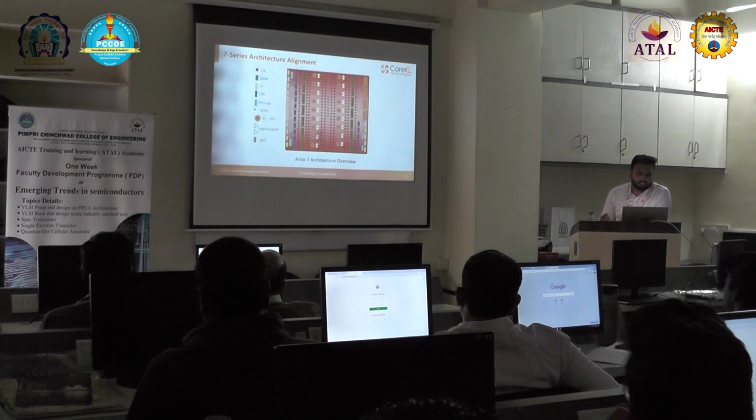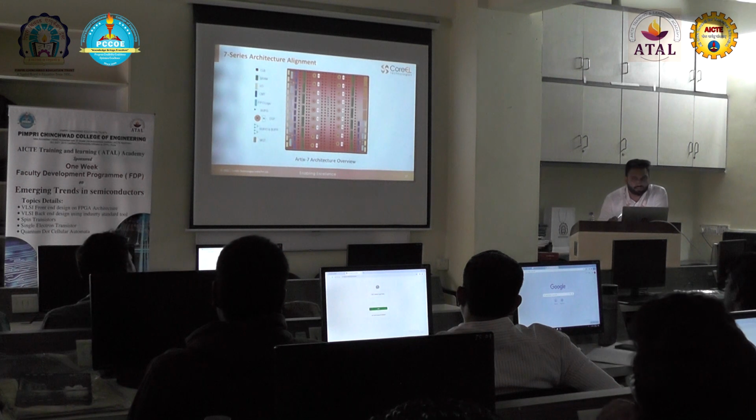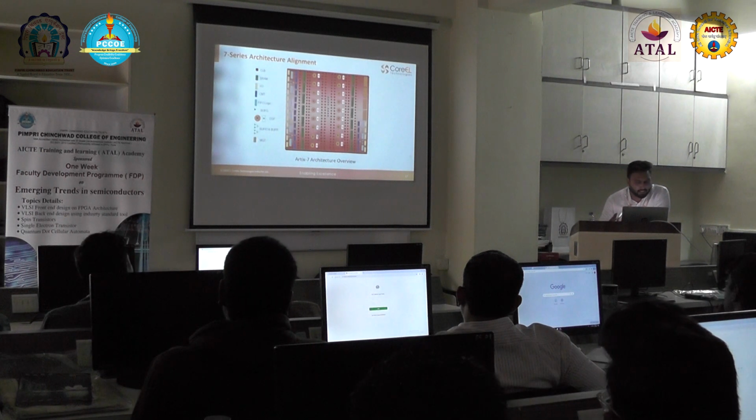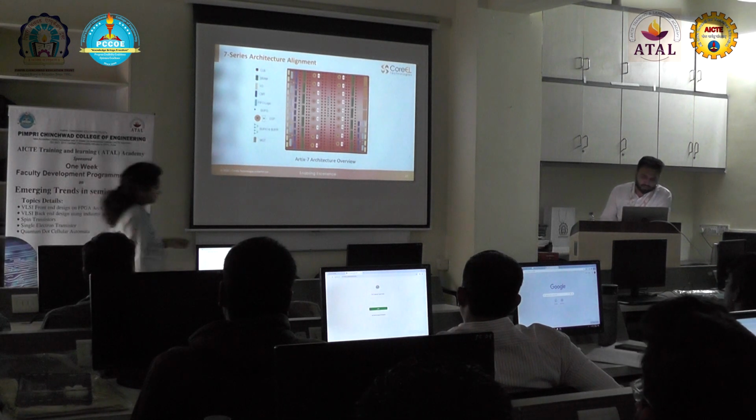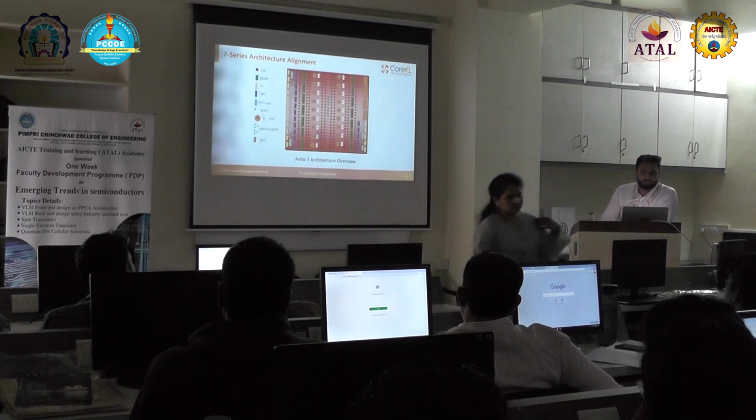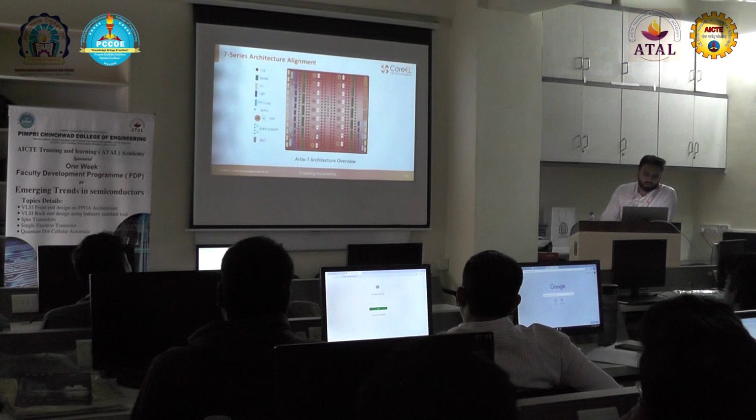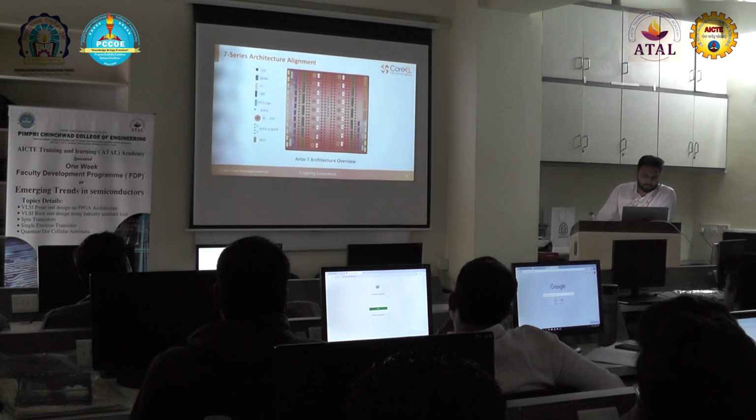So this is the 7 series architecture alignment. What are all the 7 series FPGAs? This is what the alignment looks like. This is the arrangement of CLBs, configurable logic blocks, block RAMs, input outputs, clock management tiles, CMT, FIFO logic, and DSP, buffers and IO, buffer input output, and regional buffers. This is the overview of how the architecture alignment looks.